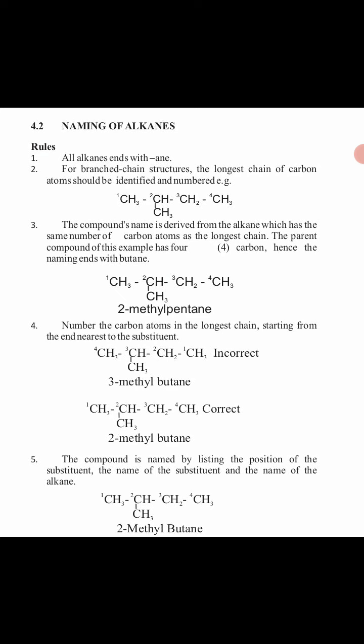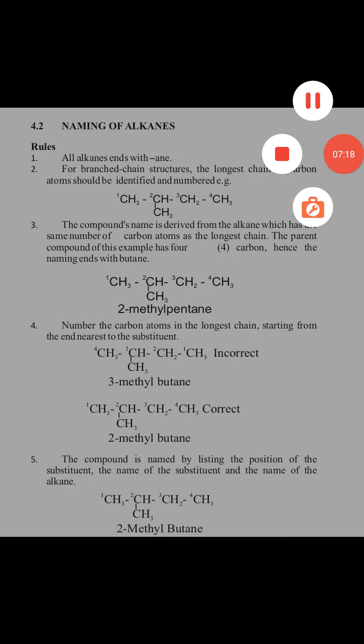All right. So you can go from front to back or from back to front, provided the attachment has the lowest possible number. Okay. So that's why we have 2-methylpentane instead of 3-methylpentane. Okay. Now see the next one. Number the carbon atoms in the longest chain, starting from the end nearest to the substituent. I've told us before, this is not a defined rule. You can go from the end to the beginning or the beginning to the end, provided the attachment, the alkyl group attachment, has the lowest possible number attached to it.